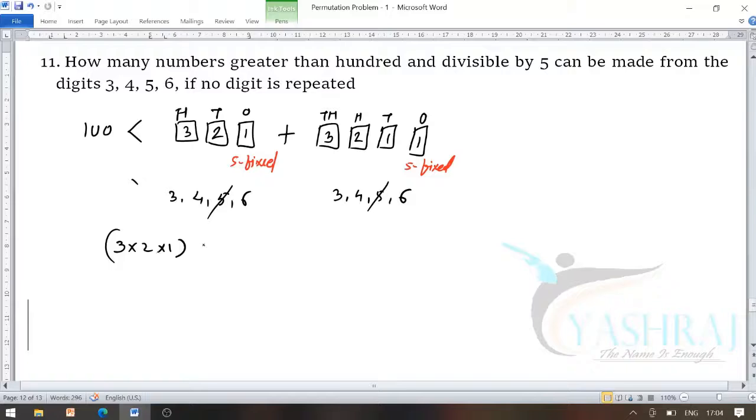Or it may be a 4-digit number, because we have the 4 digits and the number should be greater than 100. It may be a 4-digit number formed by using the digits 3, 4, 5, 6. So as per the multiplication principle, for it to be divisible by 5, we have 3 into 2 into 1 into 1 ways. So 3 2s are 6, 6 1s are 6, plus the earlier 6, that means we have a total of 12 ways. That means a total of 12 numbers that are greater than 100 and divisible by 5, made from the digits 3, 4, 5, 6.